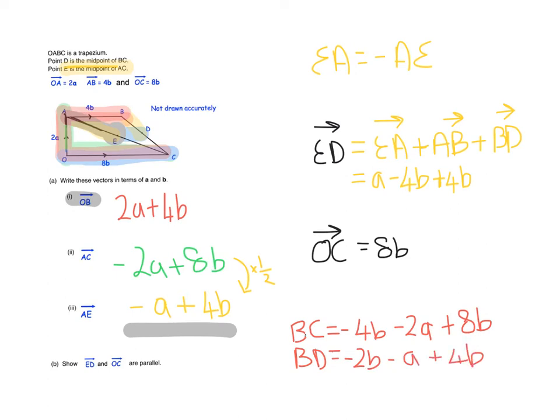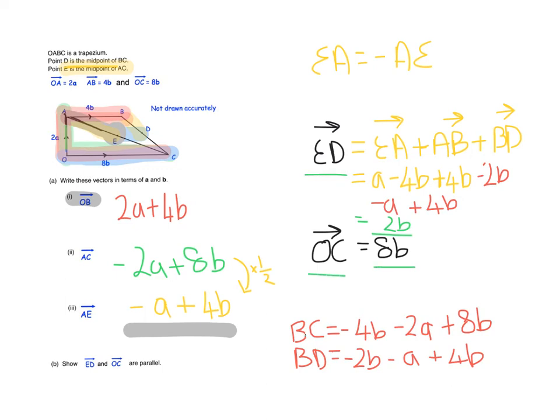So I can now add that on up here. So minus 2B minus A plus 4B. Now all I need to do is put all that together. So I've got A, take away A is nothing. 4B, minus 4B add 4B is nothing. Minus 2B plus 4B is 2B. So I've got E to D is 2B, and I've got O to C is 8B.